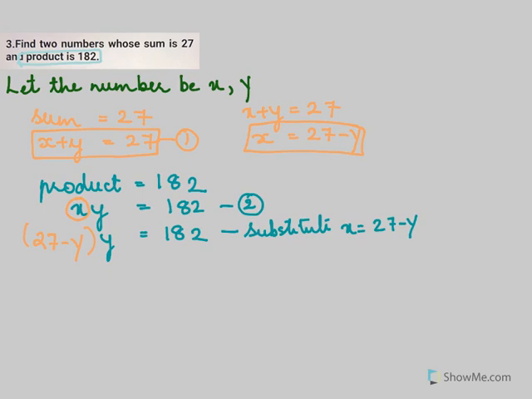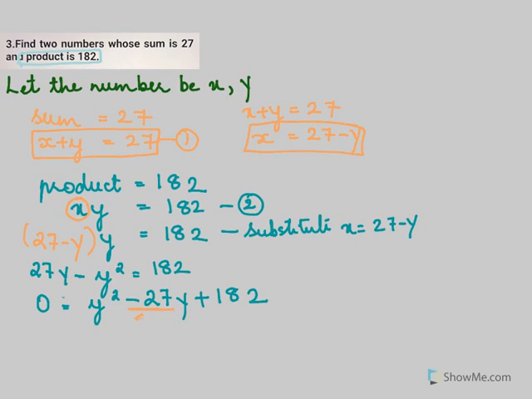Let me open the bracket now. So I get 27y minus y square equals 182. So I take everything on the other side. So 0 equals y square minus 27y plus 182. Now for this, 27 should be the sum and 182 should be the product.